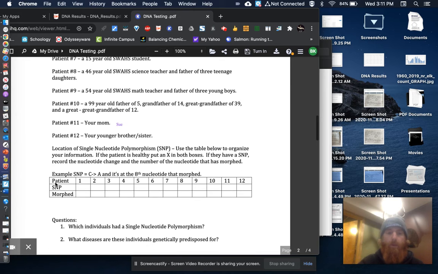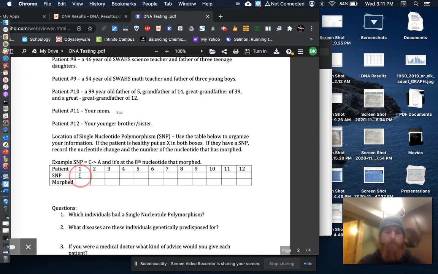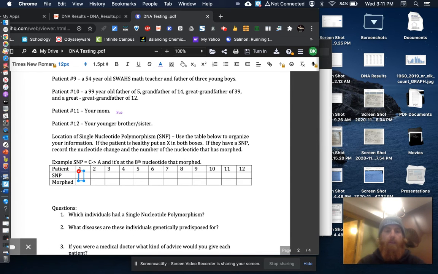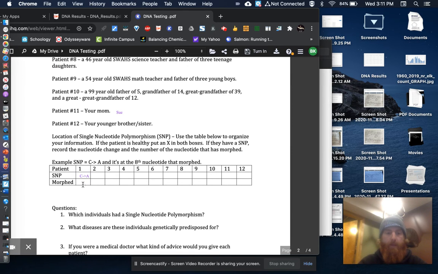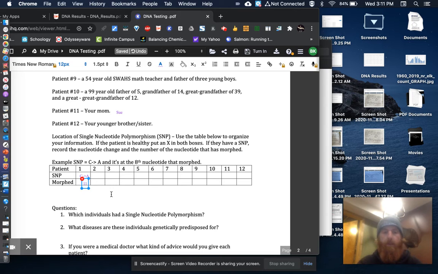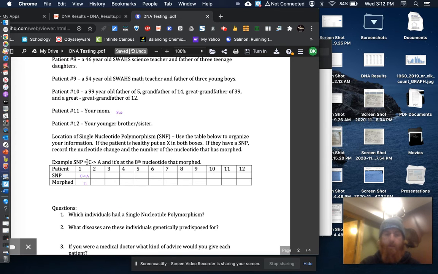So in order for you to get credit for this, and I'm going to give you this one, the SNP here is a C turned into an A. And this happened at the 11th nucleotide. Okay, so this is the misprint. This means that this could be linked to some type of genetic disease. And for the sake of this, it kind of does, okay, which you'll see in a little bit.